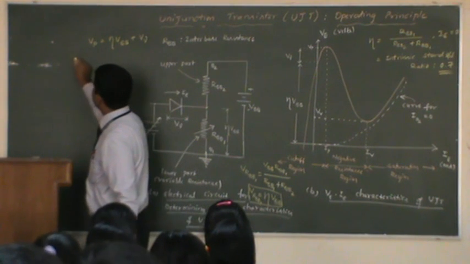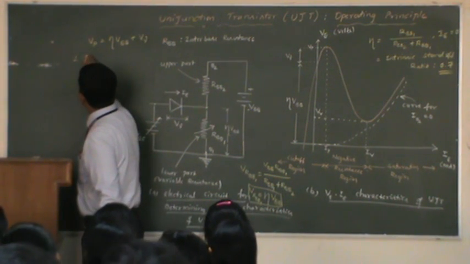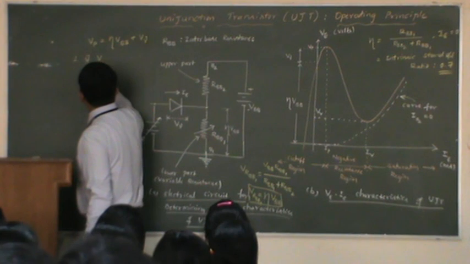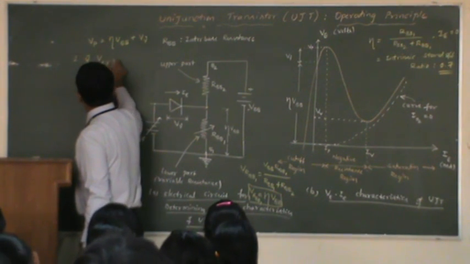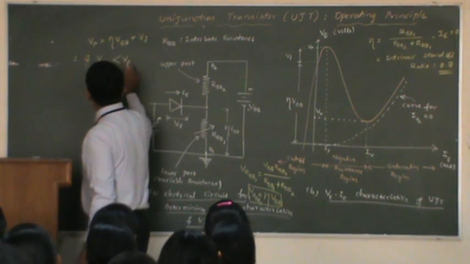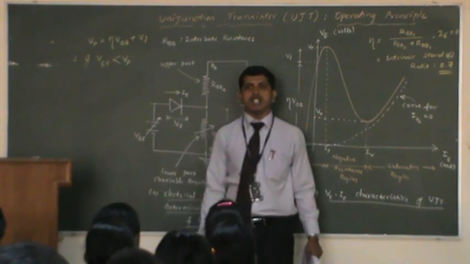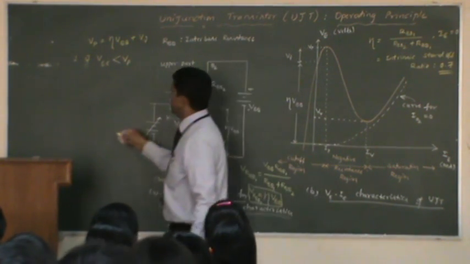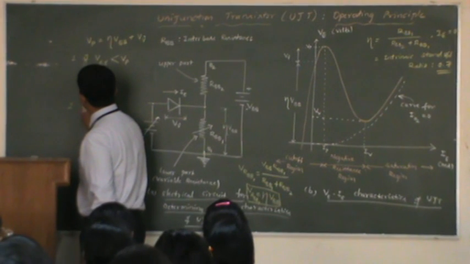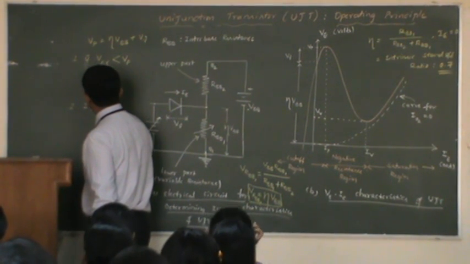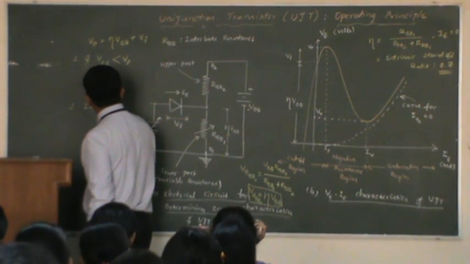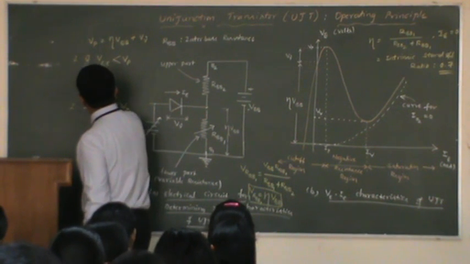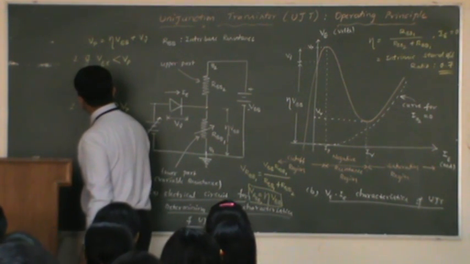Now see your question. I have two conditions here. Condition number one is, suppose the emitter power supply VEE is less than Vp. What will be the condition of the diode? The second choice is if the emitter power supply VEE is larger than Vp. See the diode condition in this case and the diode condition in this case.